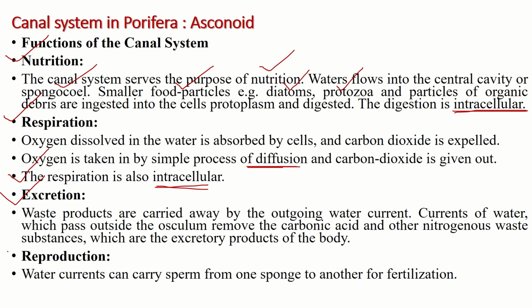And the last function, reproduction. Water currents can carry sperm from one sponge to another for fertilization. So this is all about the canal system in Porifera, and thank you very much for watching this video.